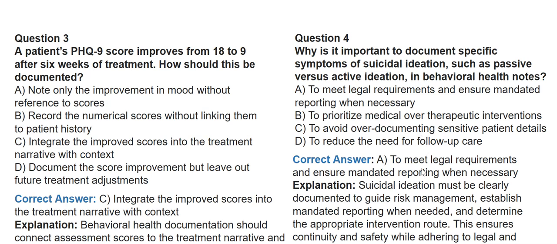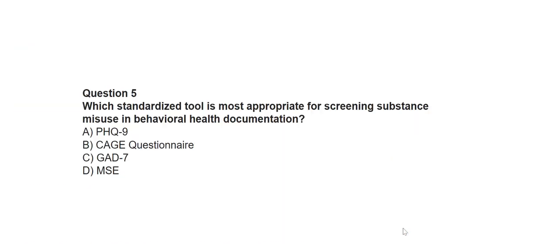It is A, to meet legal requirements and ensure mandated reporting when necessary, as suicidal ideation must be clearly documented to guide risk management, establish mandated reporting when needed, and determine the appropriate intervention route.